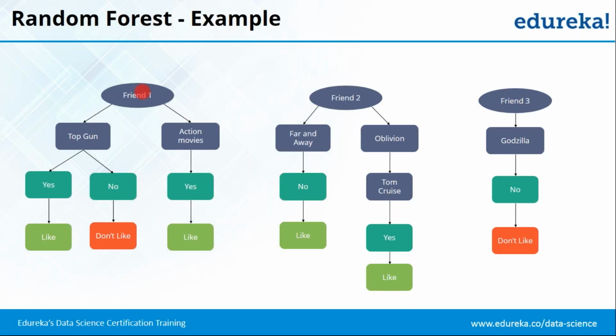Now here, let's say you go to your first friend and ask him whether you would like to watch Edge of Tomorrow or not. And your first friend puts you to one question: did you like Top Gun? And you say, yes, definitely, I did like the movie Top Gun. Then the probability is that you would like Edge of Tomorrow as well, because Top Gun is actually a military action drama, which also has Tom Cruise. So now again, the probability arises that yes, you will like Edge of Tomorrow as well.